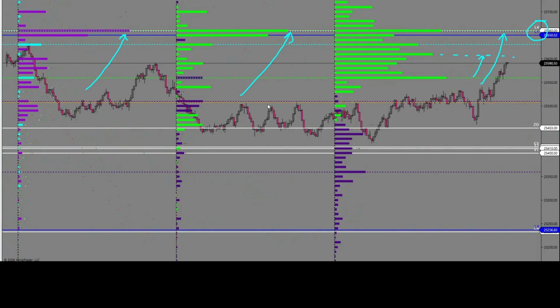Here another example, price go up, price go up. When we get out in this level or this 98 gamma level.